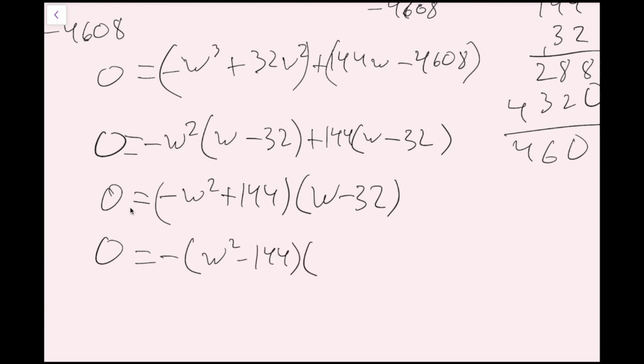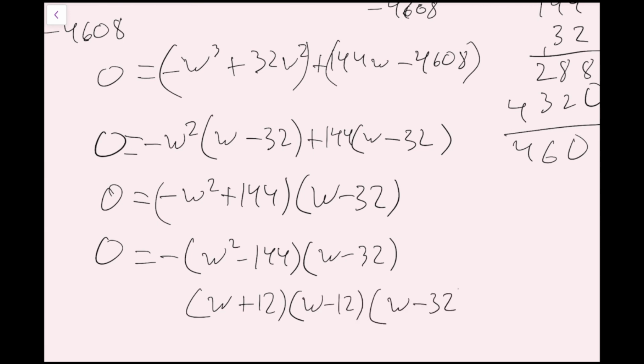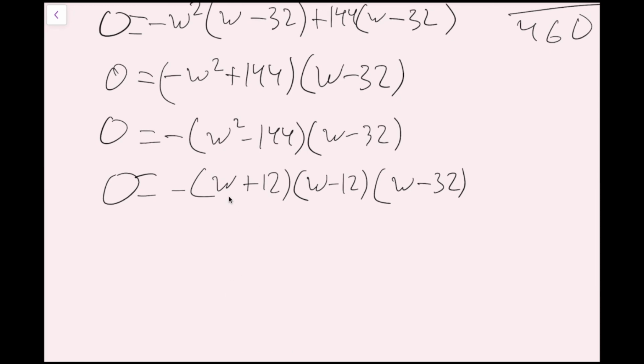And the reason I'm doing that is because I recognize 144 is a perfect square. So then I'm going to break this up because this is a difference of squares, and I can rewrite this as W plus 12 times W minus 12, and then I have W minus 32 with the negative sign here. Anyway, this all equals 0. So now I can easily tell my W values are going to be negative 12, and then positive 12, and then positive 32. So these are my possible W values: negative 12, 12, and 32.